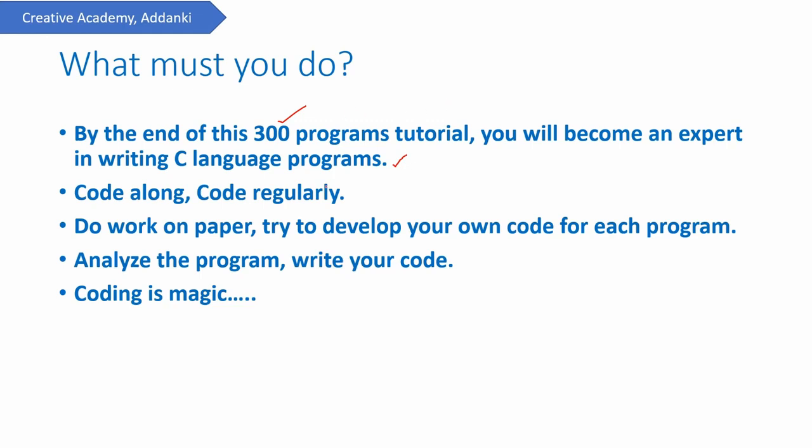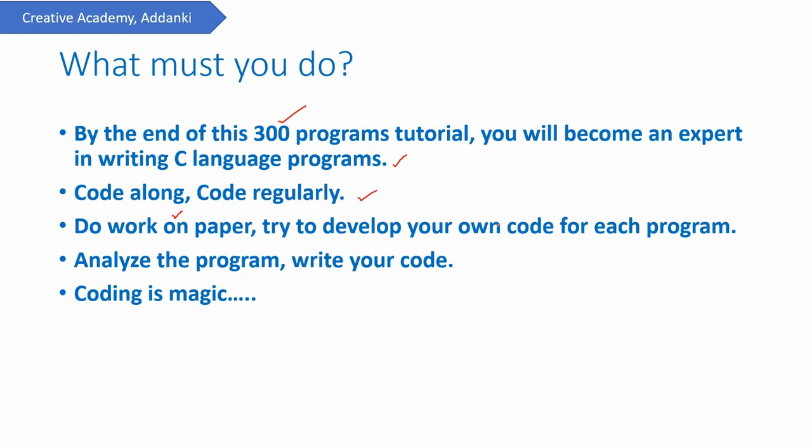But it is important to code with me. Once I explain a program, you have to write code on your own and follow C programming regularly. It is always better to write code on paper. It is always better to check output on paper before we write or edit it on the computer. So try to develop your own code for each program. Don't depend on the methods that I explain in developing the program. You can develop your own code.